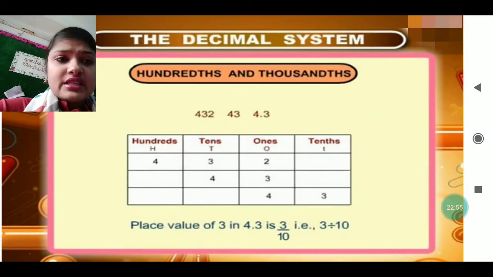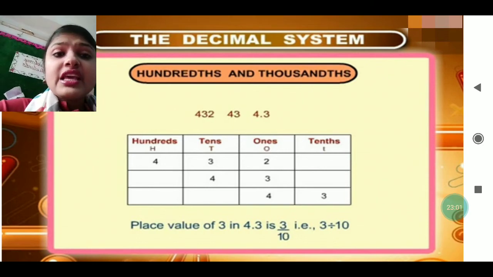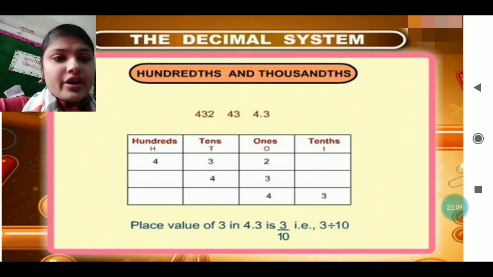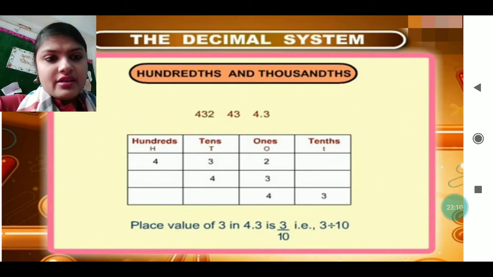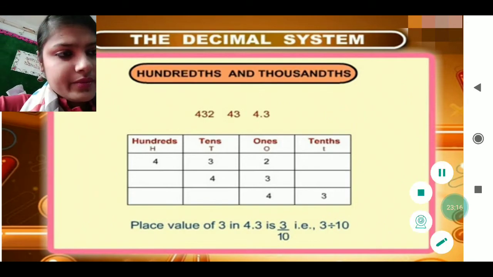In the same way, you can see in this question also what is written. The place value of 3 in 4.3 is 3 by 10, that is 3 divided by 10. Means in 4.3, it means 3 by 10.